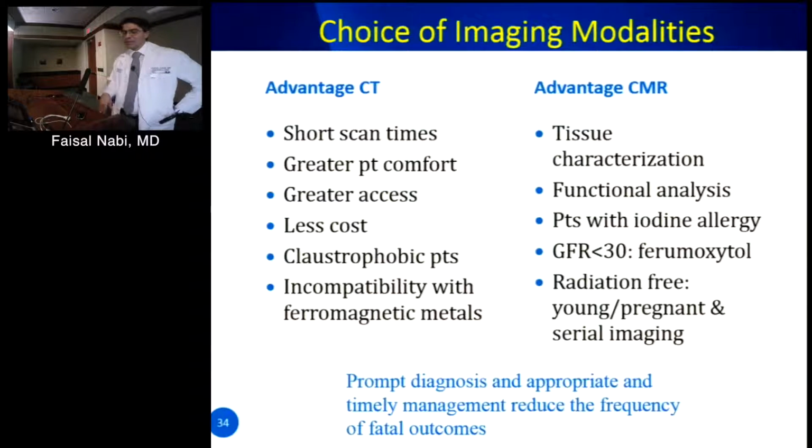And one thing that's very important in choosing is if you have young patients or pregnant patients or patients you're going to be following with serial imaging for many, many years, definitely CMR has a strength there without repeated radiation insults.